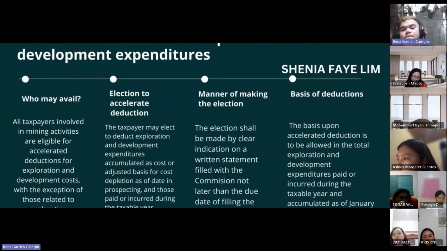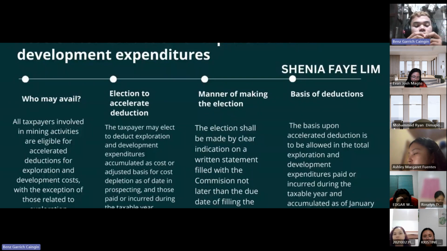Election to accelerate deduction. The taxpayer may elect to deduct exploration and development expenditures accumulated as cost or adjusted basis for cost depletion as of date in prospecting and those paid or incurred during the taxable year. The manner of making the election. The election shall be made by clear indication on the written statement to the Commission not later than the due date of filing the return.